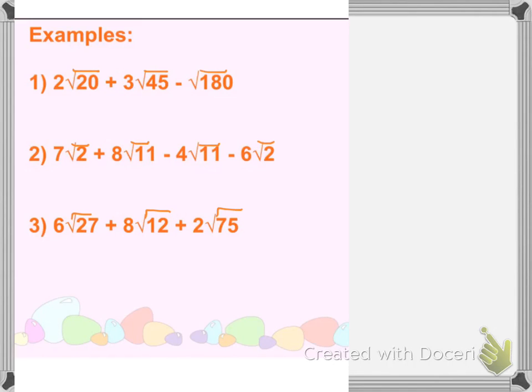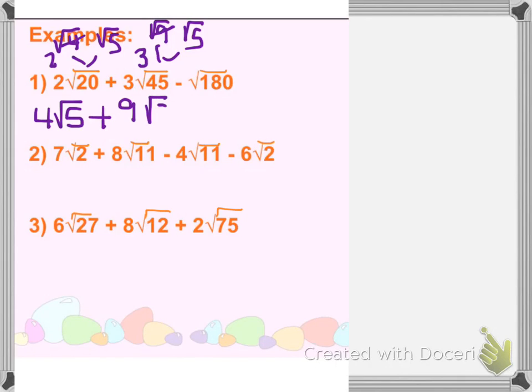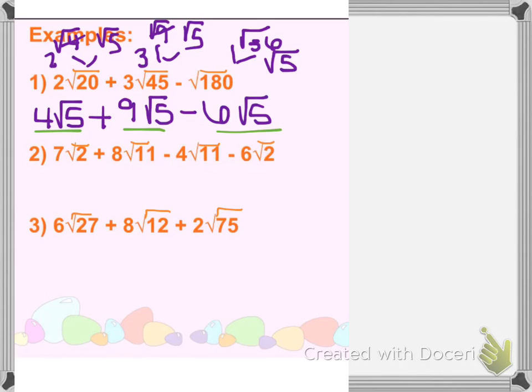We'll just do a couple of these. 20 goes to 4 and 5. 4 comes out as a 2, gets multiplied by the 2 already out there. So 2 times 2 is 4, radical 5. Plus 45 goes to 9 and 5. 9 comes out as a 3, gets multiplied by the 3 already out there, giving me 9 root 5. And 180 is divisible by 36 and 5. 36 comes out as 6. There wasn't anything out there, so that's now the only thing, and radical 5. Now that I've simplified all of them, I see they're all radical 5s. So 4 plus 9 is 13. Minus 6 gives me 7. The radical 5 stays the same.